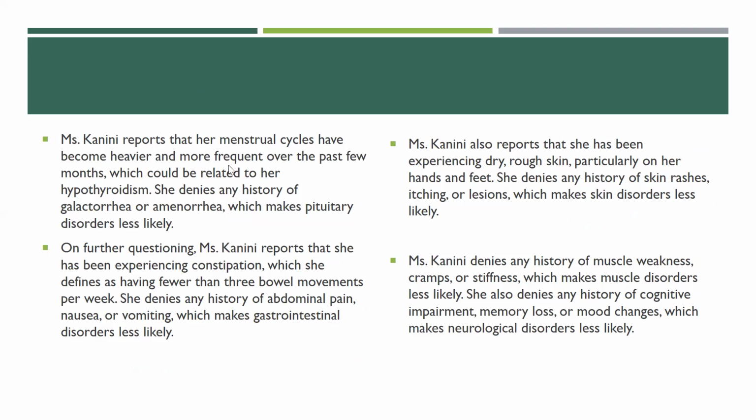Miss Kanini reports that her menstrual cycles have become heavier and more frequent over the past few months, which could be related to her hypothyroidism. She denies any history of galactorrhea or amenorrhea, which makes pituitary disorders less likely. On further questioning, Miss Kanini reports that she has been experiencing constipation, which she defines as having fewer than 3 bowel movements per week. She denies any history of abdominal pain, nausea, or vomiting, which makes GI disorders less likely.